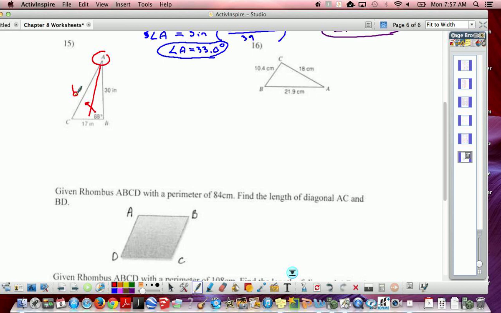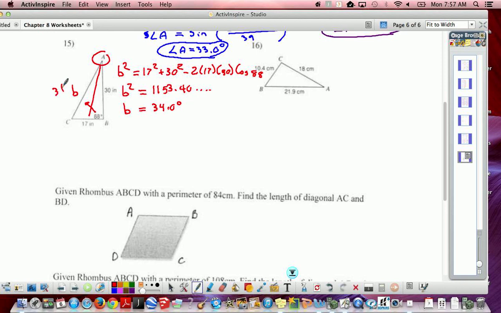So I'm going to start with that and find little b first. Looking at this, b squared equals the two sides, so 17 squared plus 30 squared minus 2 times 17 times 30 times cosine of the angle, which was 88 degrees. If I plug that into my calculator, b squared ends up equaling 1153.40... Take the square root of that answer, and b ends up being about 34.